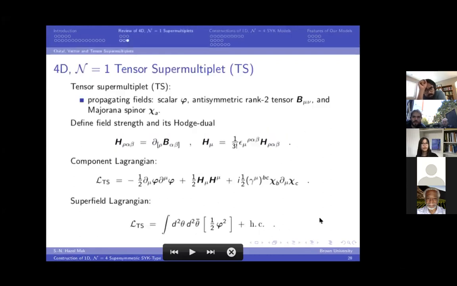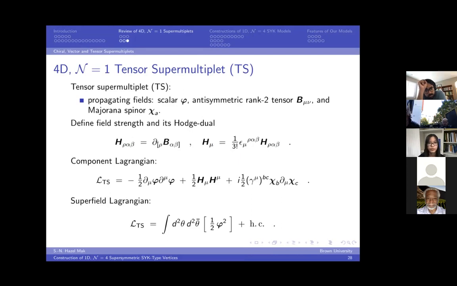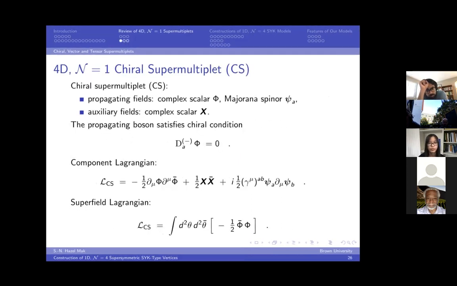Sorry, can I ask a quick question? Sure. If you go back to the chiral multiplet, am I misremembering 4D N equals 1? I thought the fermions are supposed to be Weyl fermions, but it seems like you managed to get them to be Majorana. Did you impose some additional constraint or something?